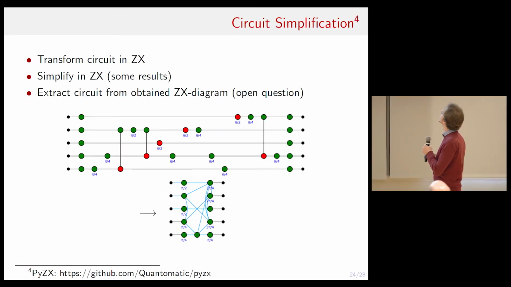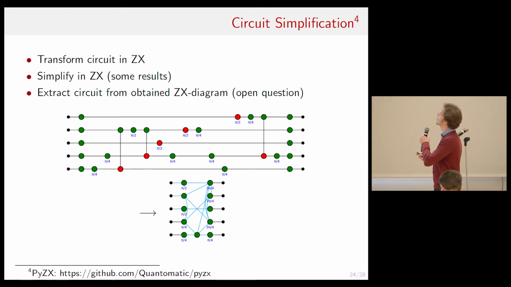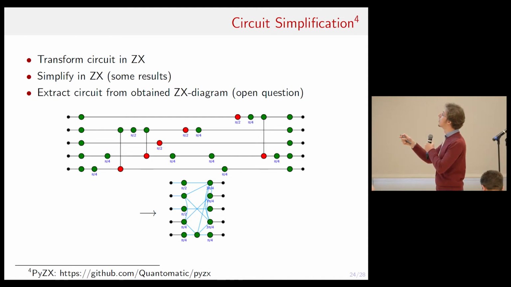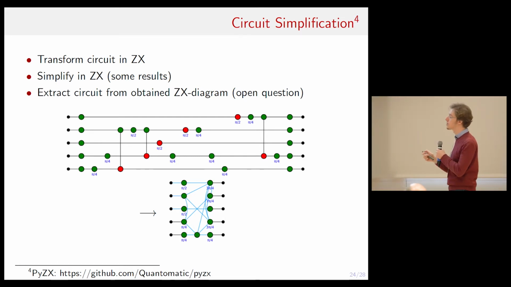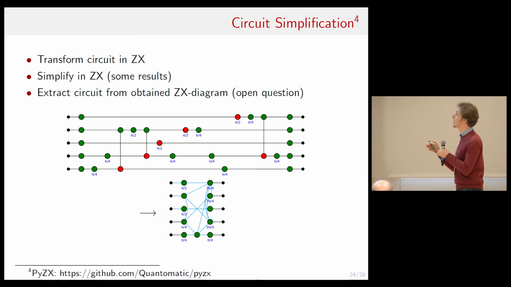Okay. One of the uses of the ZX calculus can be to simplify circuits. That's something that can be of interest to you. So the protocol is fairly easy. You first start with a quantum circuit. Sorry, you turn it into a ZX diagram, just like I showed you at the beginning. Then you use the ZX calculus and its completeness in order to simplify the diagram.